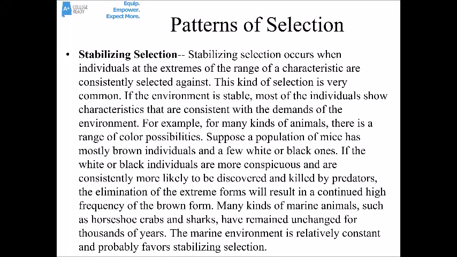So let's take a minute and talk about some patterns of selection. And we'll first talk about what's called stabilizing selection. This occurs when individuals at the extremes of a range of a characteristic are consistently selected against.